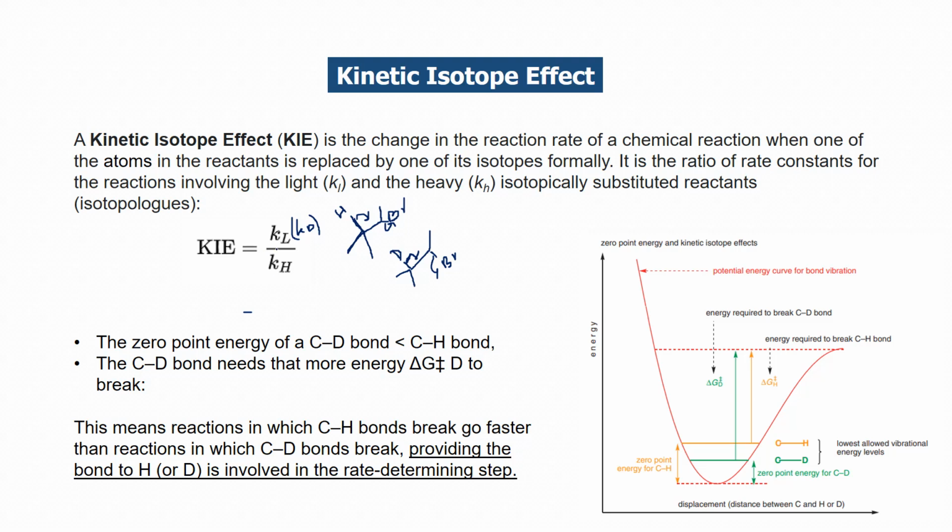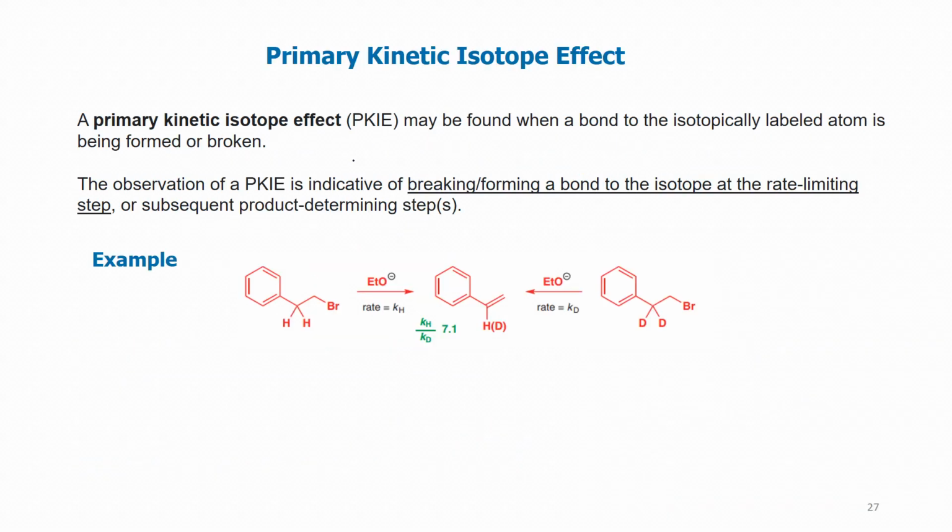But if by changing one atom with its isotope we can vary the reaction rate, and the kinetic isotope effect is not equal to 1, then it is showing some kinetic isotope effect. If it is equal to 1, then there is no such effect and the hydrogen bond is not getting broken in the rate determining step. There are two types of kinetic isotope effect: primary and secondary. We will discuss the primary kinetic isotope effect in this class, and the secondary in the next class.